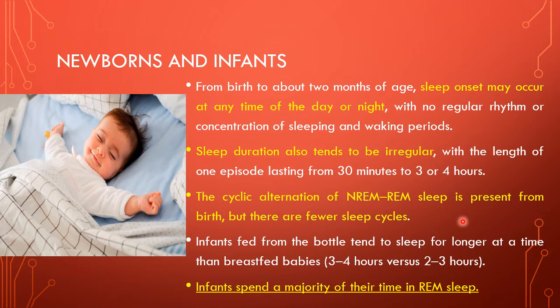Infants that are fed from the bottle tend to sleep for longer at a time than breastfed babies. And this is because, and I know I'm going to get a lot of complaints about this one, there's a lot more fat and nutrients, or artificial nutrients, from the bottles and the formula than what there are in breast milk. Breast milk apparently has the stuff that the baby needs. However, they've been able to create it artificially, which allows it to sleep longer. Infants spend a majority of their time in REM sleep. Go 50-50, people.